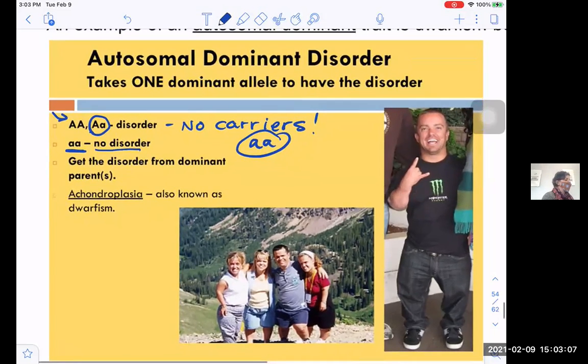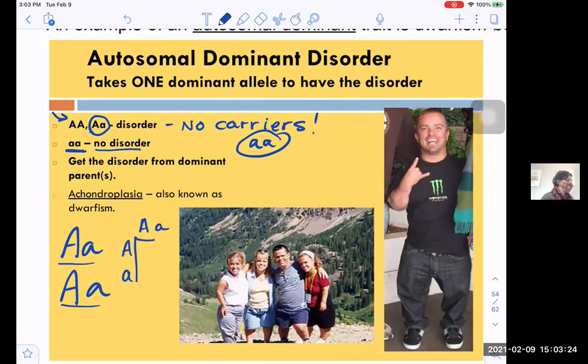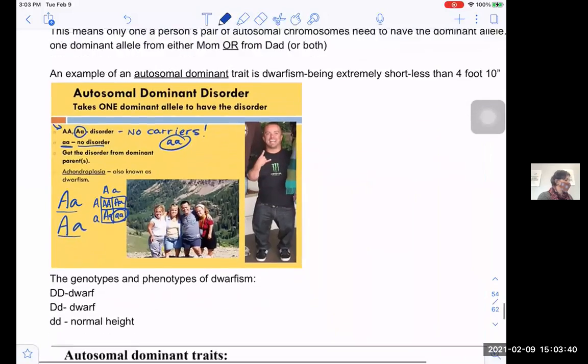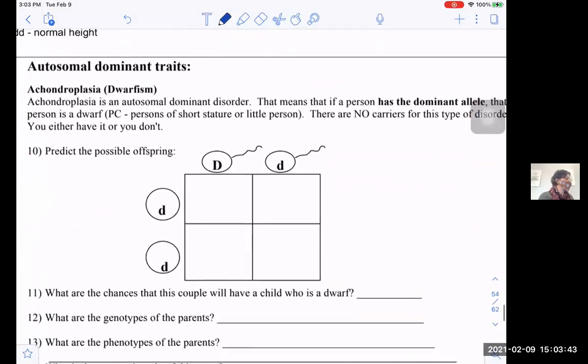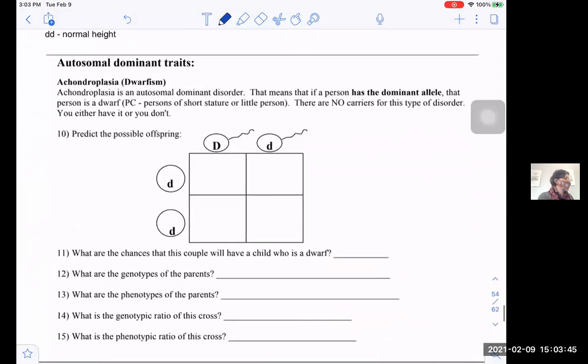By the way, two dwarfs can have a normal sized child. If they're both heterozygous, if you do a Punnett square, they can have a child who's normal height. So you can cross two heterozygous dwarfs and they can have a normal heighted child. And it's happened.